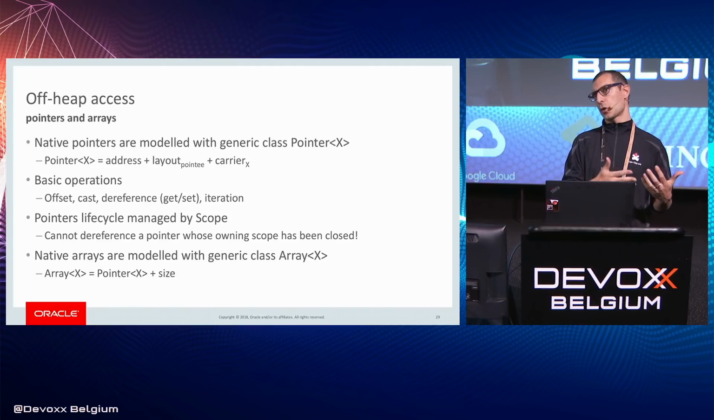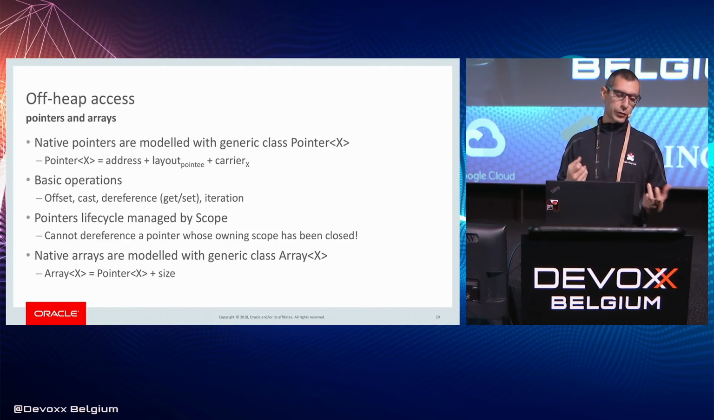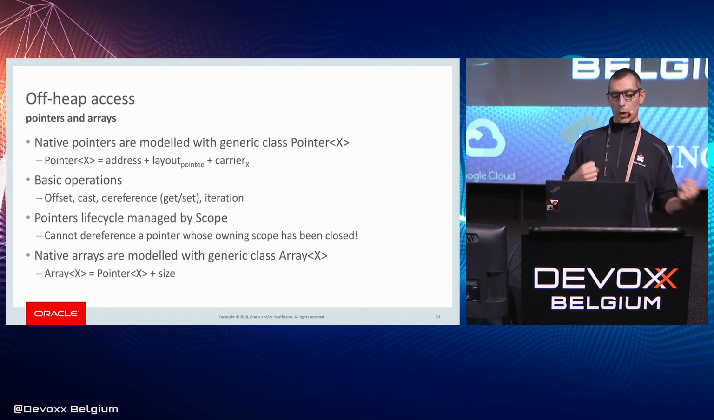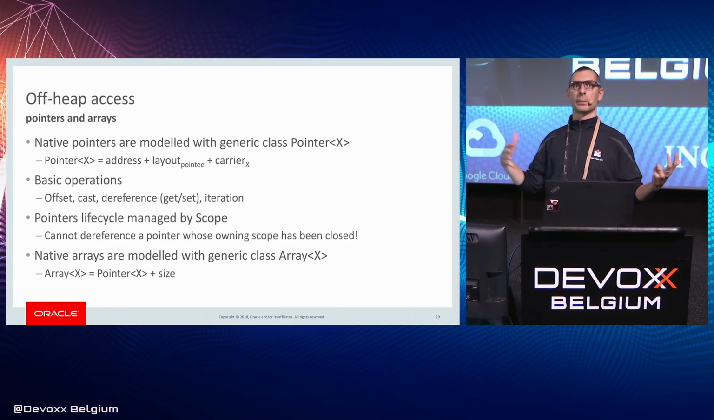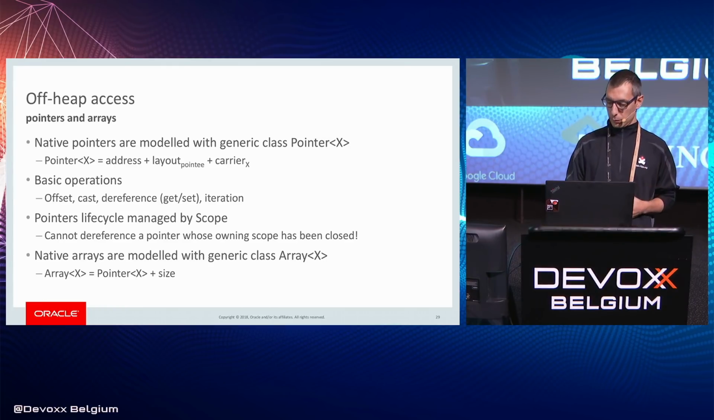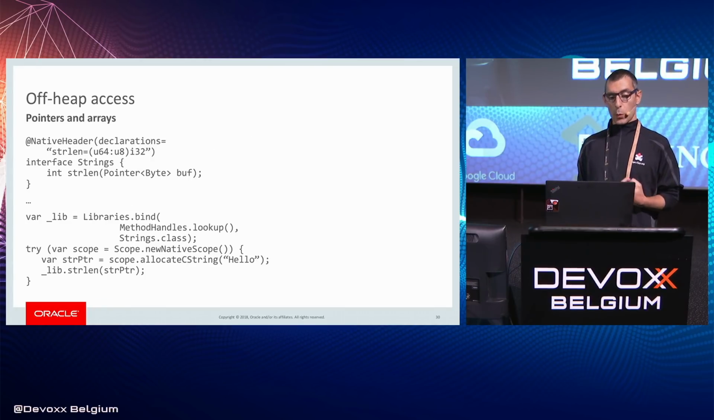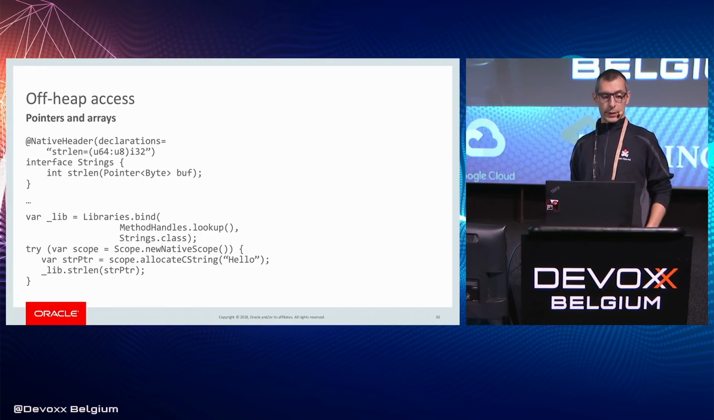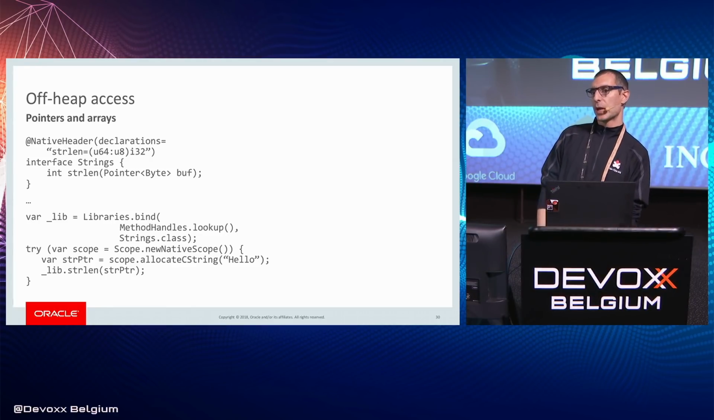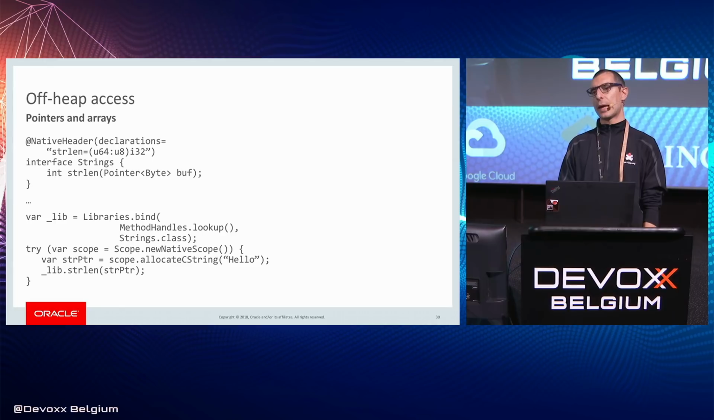Arrays are really something that is derived from pointers, so we can encode an array as a pointer plus some length information. That's not really very interesting, but we can model arrays in this way. So this is how we access off-heap data. I changed my example. Now we are going to use the strlen method because that's more interesting. It takes a pointer to char.